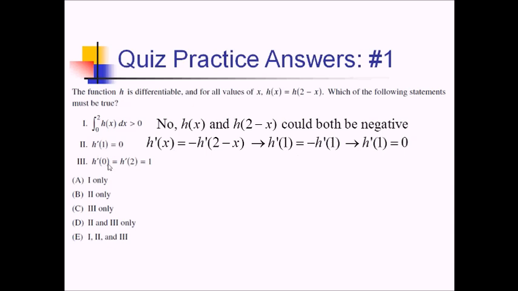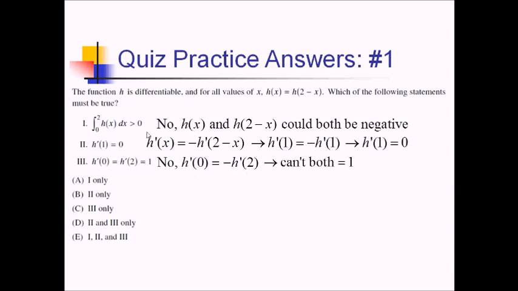And now for the next one, h prime of 0 equals h prime of 2 equals 1. Well, we have this little equation up here for the relationship between h prime of x and h prime of 2 minus x. So if we plug 0 in here, we get h prime of 0 equals negative h prime of 2. And if we're saying that h prime of 0 equals 1 and that h prime of 2 is equivalent, well, that would be like saying over here that 1 equals negative 1. Is that true? Definitely not.